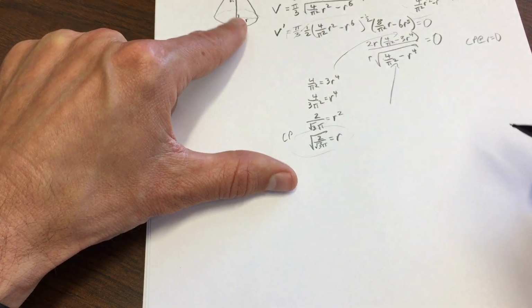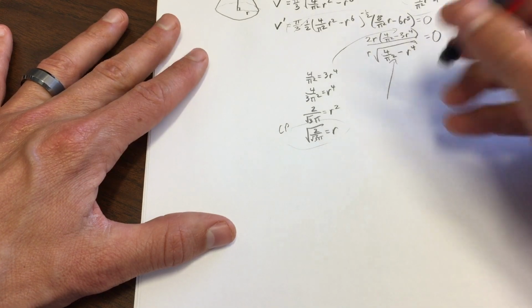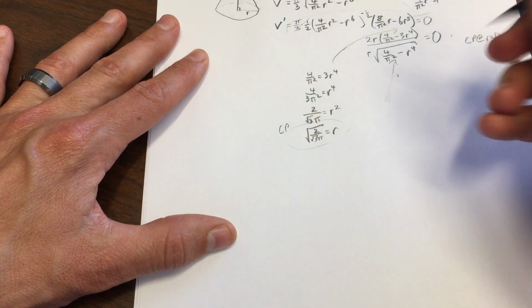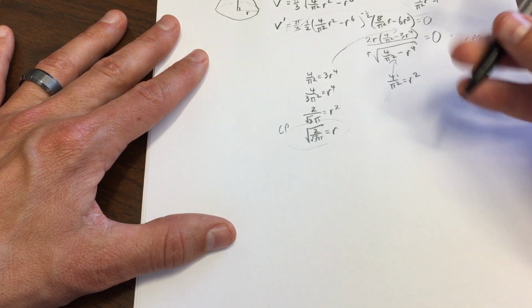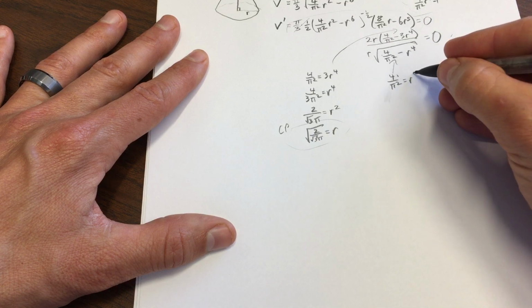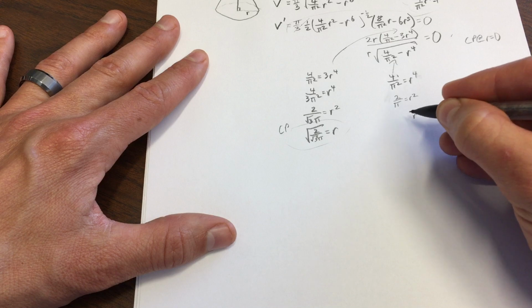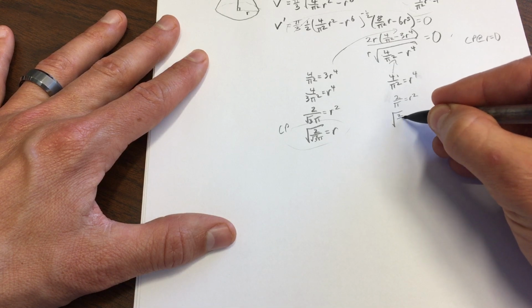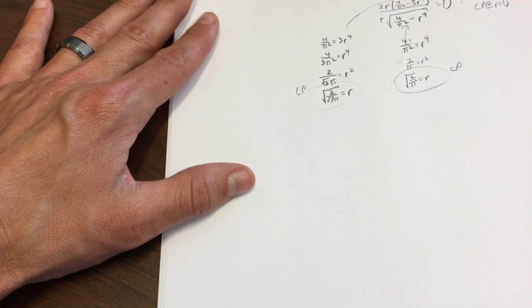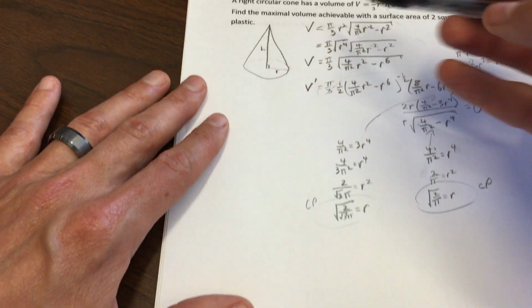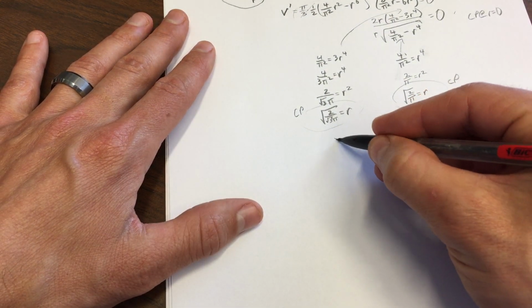The other critical point is a place where the derivative is undefined. Let's see, what do I have here? I have 4 pi squared equals r to the 4th. Let's take the square root of both sides. So I have 2 pi equals r squared, where r equals the square root of 2 over pi. So that's a critical point also. Just to see, remember, we are maximizing the volume. So I'm going to use a first derivative test.